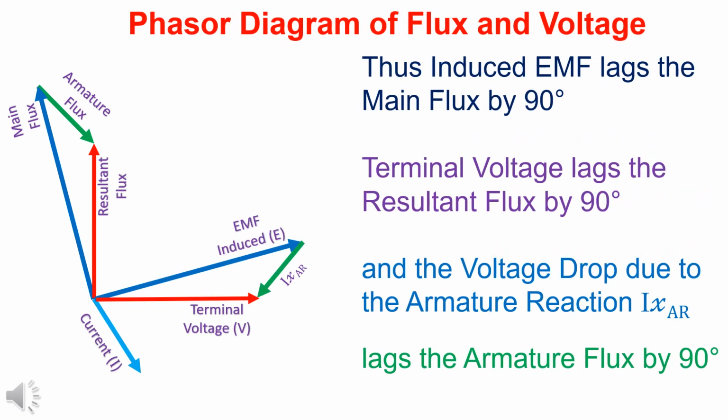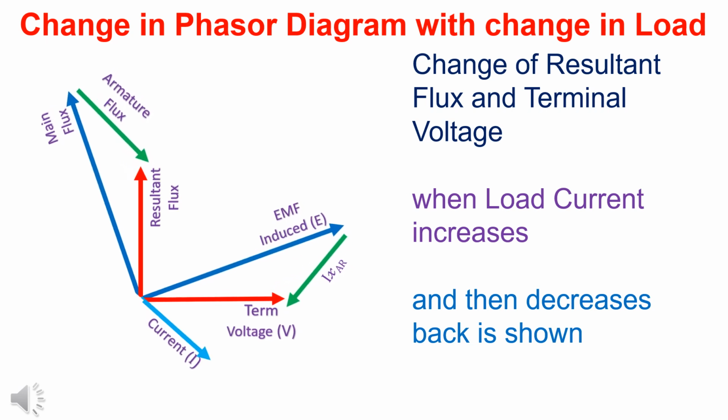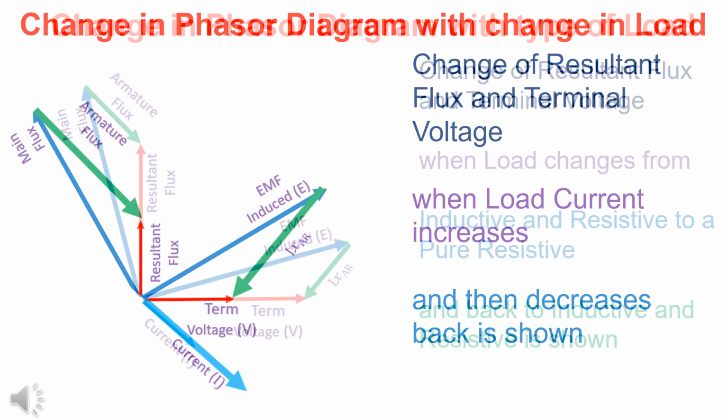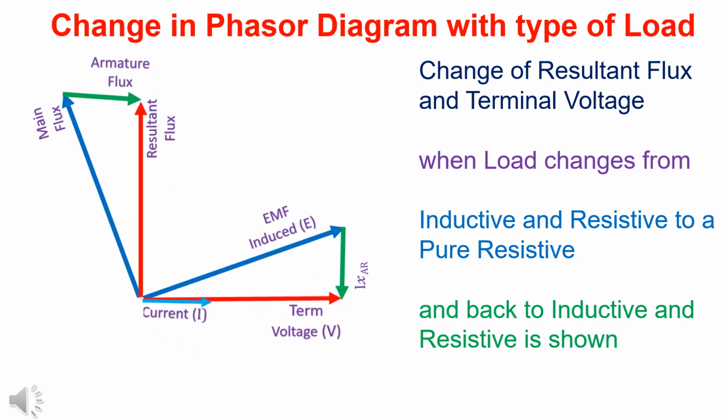Induced EMF, terminal voltage and reactance drop lag main flux, resultant flux and armature flux respectively by 90 degrees. When load increases, load current and armature flux increase, and resultant flux decreases. Since the terminal voltage is proportional to the rate of change of the resultant flux, it also decreases. When a load changes from inductive and resistive to pure resistive, resultant flux increases and terminal voltage increases.